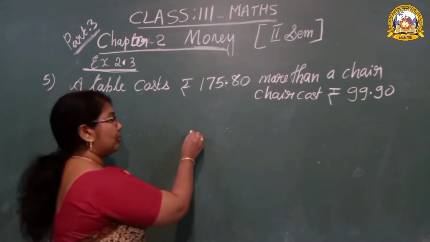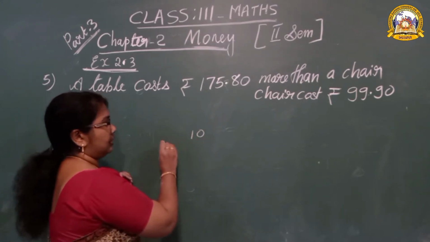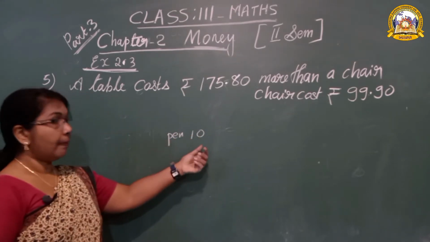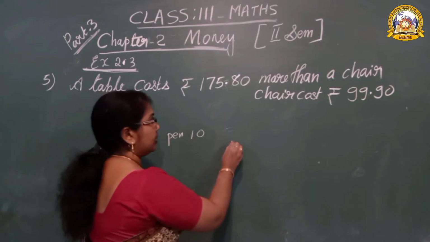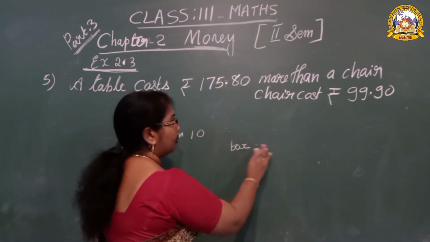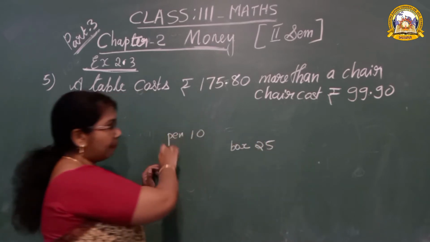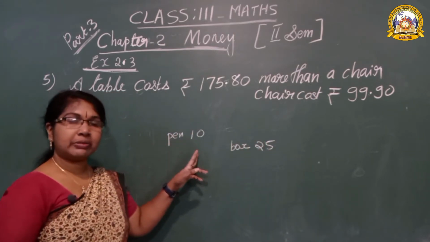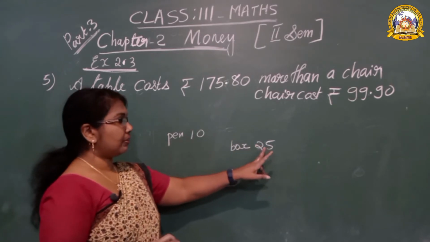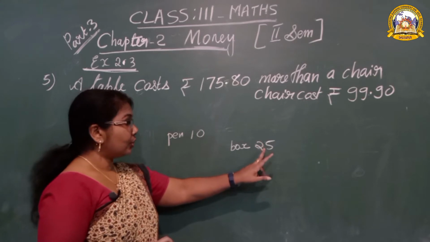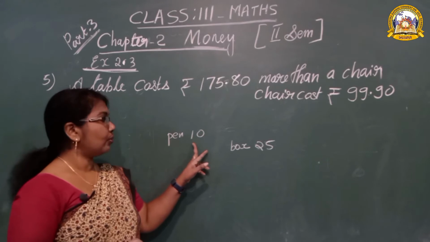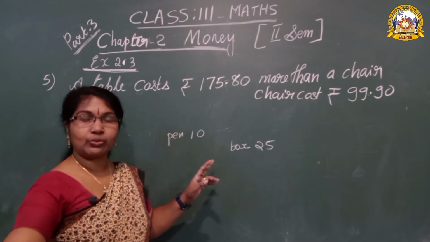Look here, you bought a pen for 10 rupees. But a box costs 25 rupees more than the pen. More than means we have to plus. So can you say what is the cost of the box? 25 plus 10, 35 rupees is the cost of the box. More than means what do you have to do?